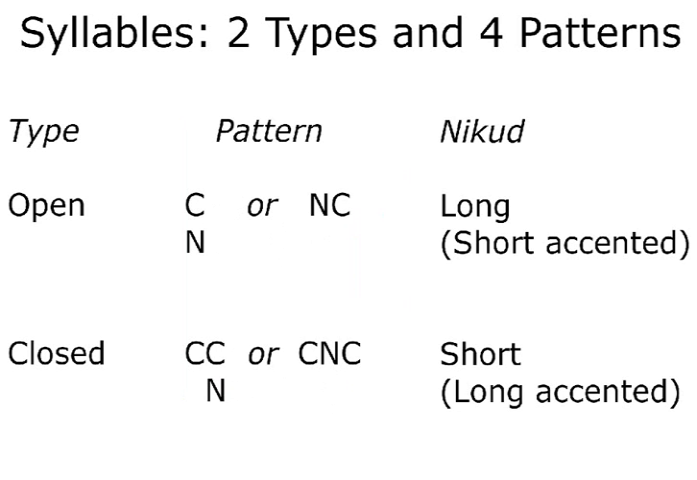The nikud in an open syllable is long unless the syllable is accented and the nikud is short. The nikud in a closed syllable is short unless the syllable is accented and the nikud is long. As you begin to pronounce Hebrew words, you'll need to consciously apply these concepts to figure out the sound each syllable makes and how the different syllables combine to form complete words.